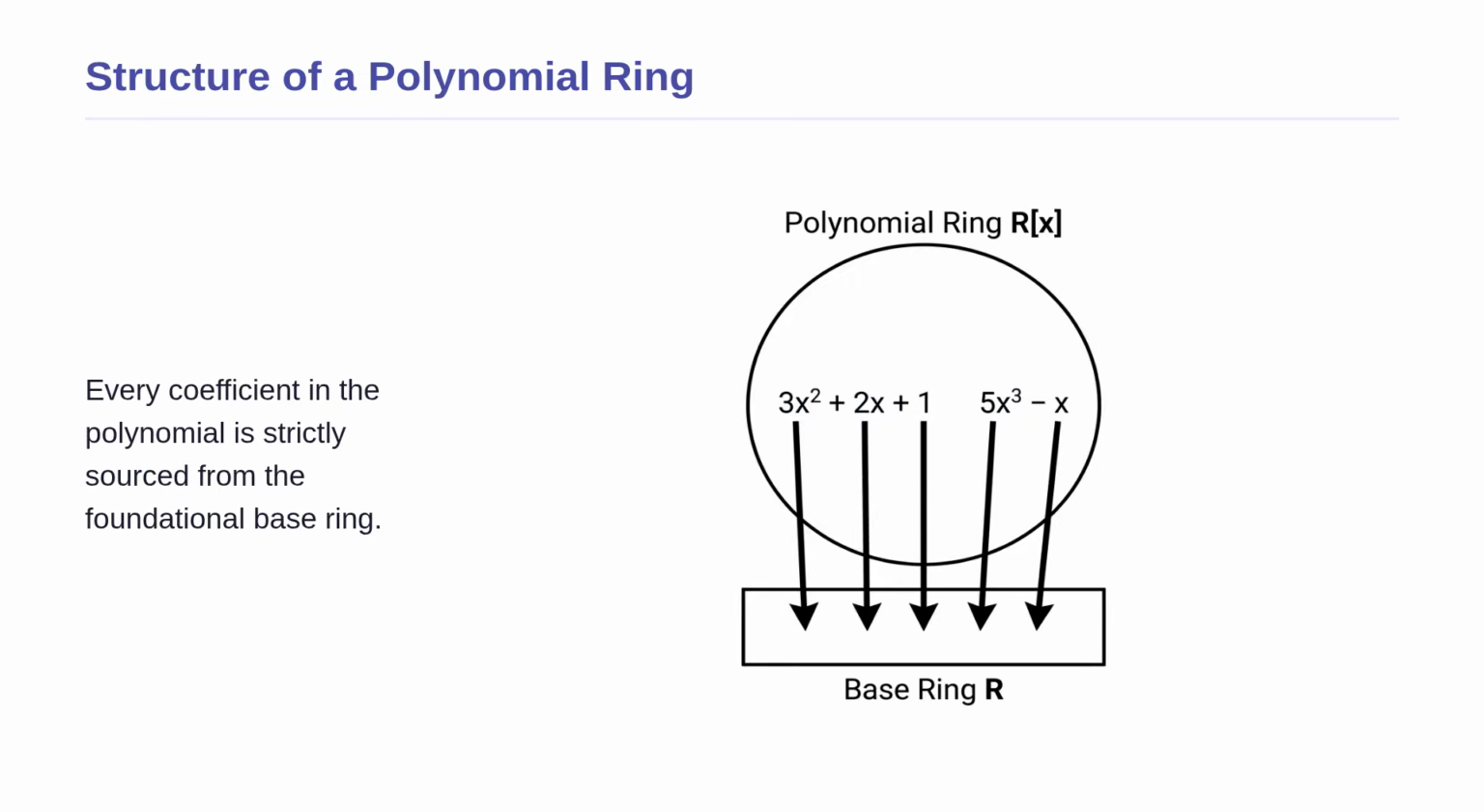To visualize this relationship, let us look at this diagram. The large circle represents the polynomial ring, R bracket x, containing full polynomial expressions. Notice the arrows pointing down from every single number, the coefficients, into the rectangular box below, which is the base ring R. The structure of the polynomials exists in the larger space, but every single numerical value attached to the variables is strictly sourced from the foundational base ring. The variables are just the scaffolding holding those numbers in place.